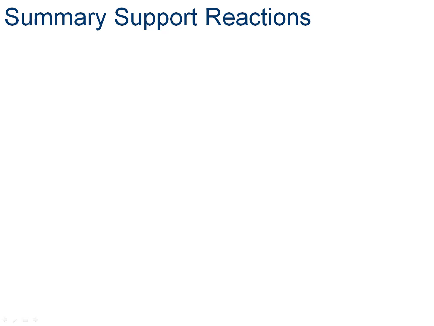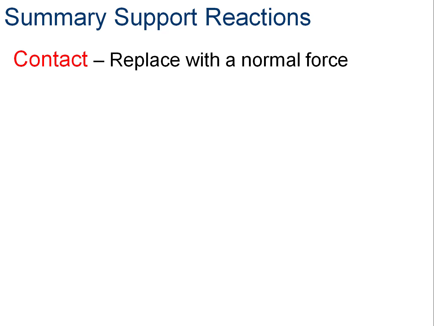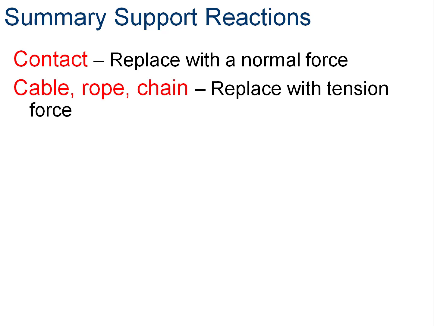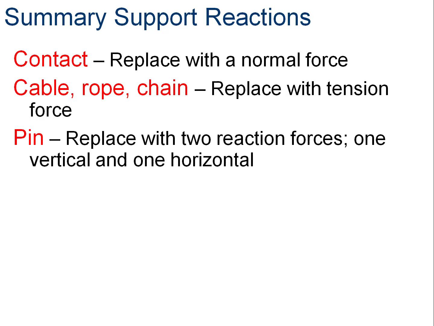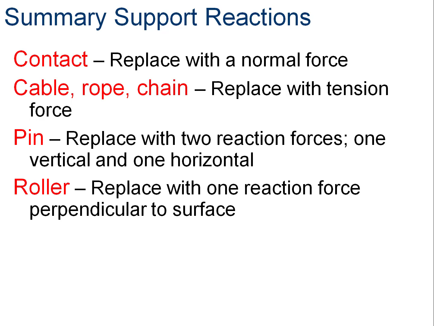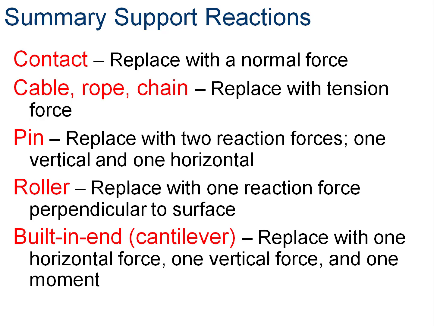So let's summarize these support reactions. We talked about when we contact something, we replace it with a normal force, just a simple support. My mouse sitting on the desk has a normal force supporting it. A cable, rope, or chain can only be a tension force, tension, pulling. A pin is replaced with two reactionary forces, one vertical, one horizontal. And a roller is replaced with a single reactionary force perpendicular to the surface. And last is the cantilever, replaced with a horizontal, a vertical, and a moment.